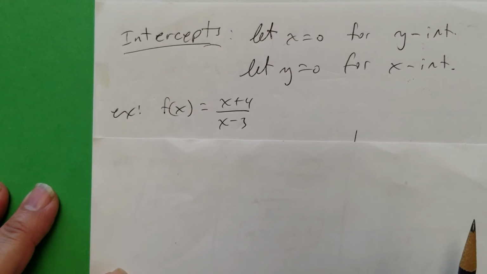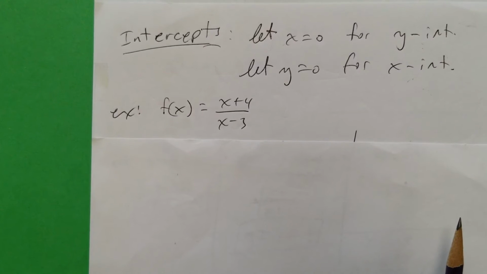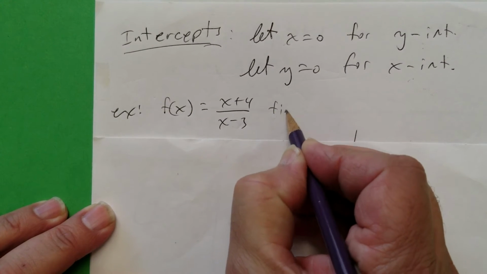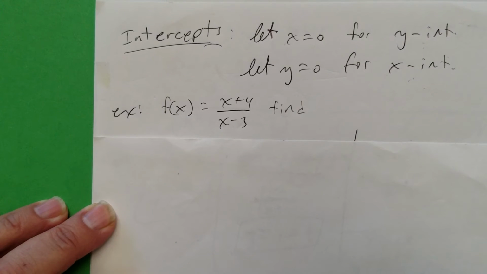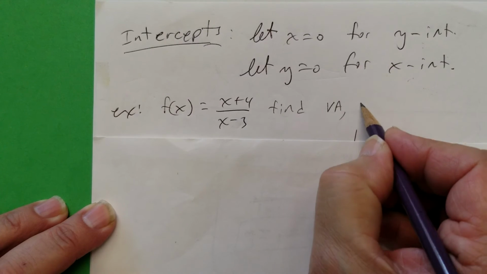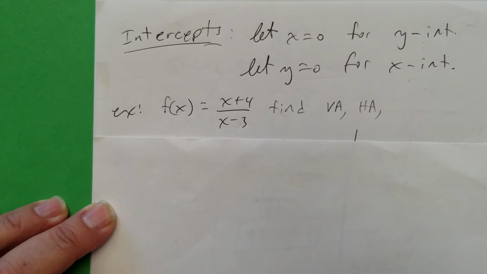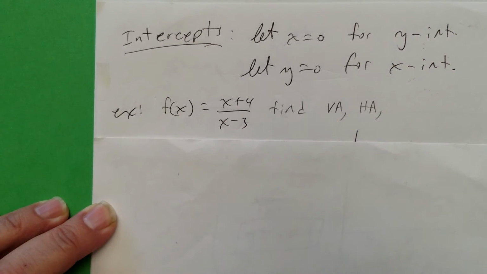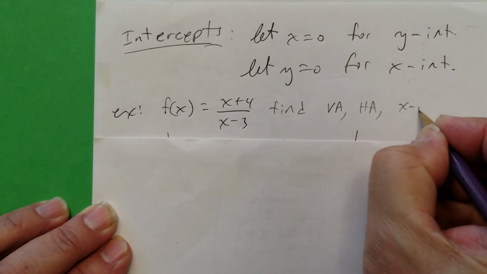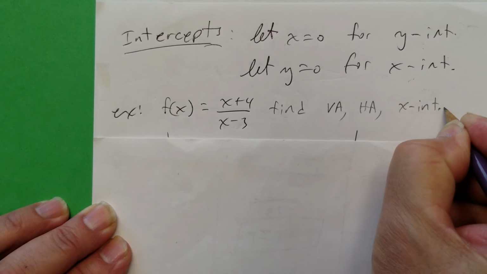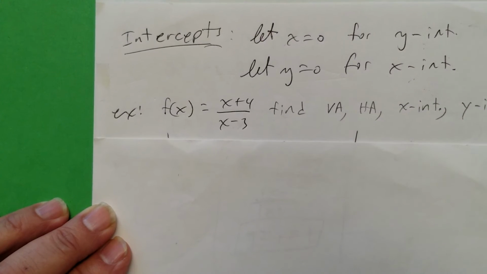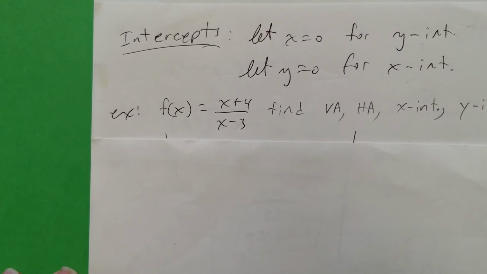Okay? Here's another example. For this example, find the vertical asymptote, horizontal asymptote. Which one do I have first? Y-intercept or x-intercept? Y-intercept. Wow. All four of them. All four things. Well, let's get going.